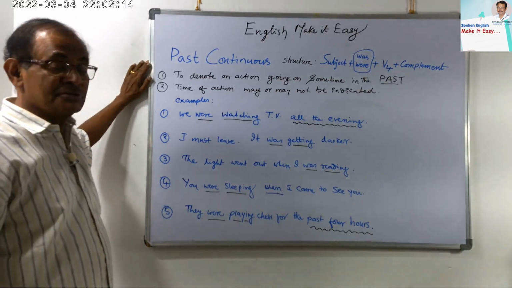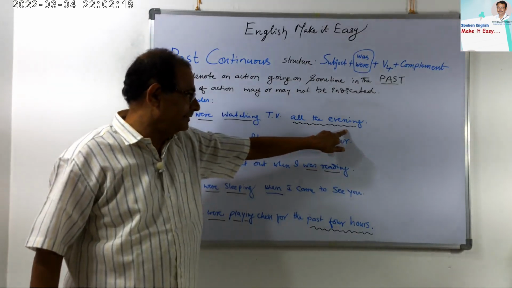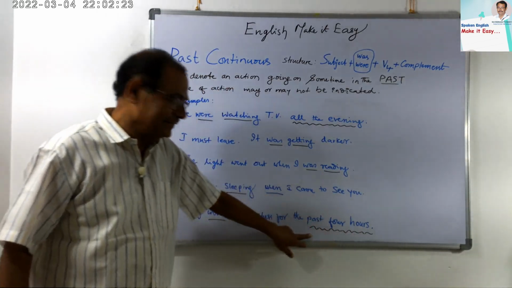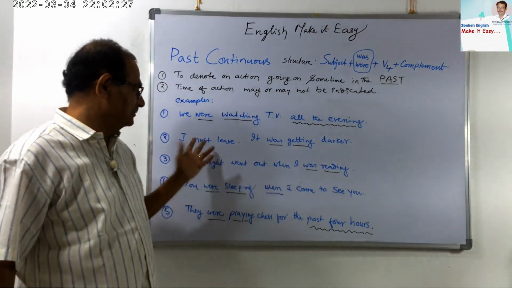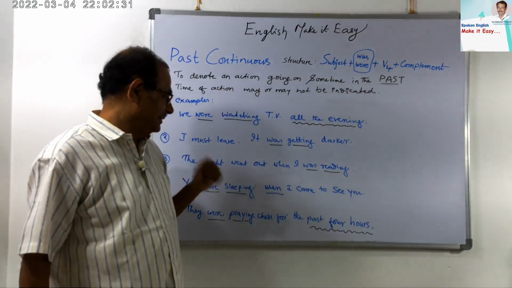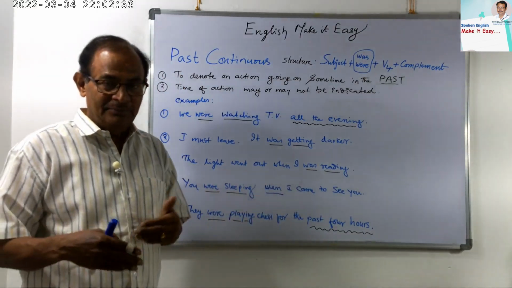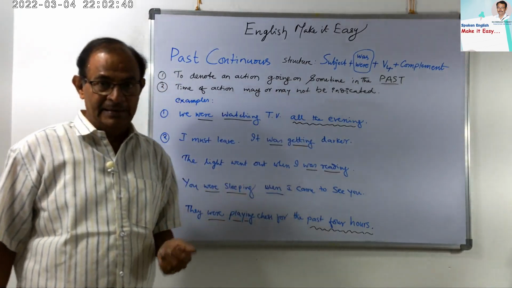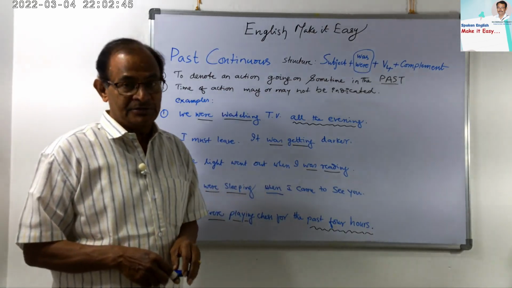Next, time of action may or may not be there. See here, time of action: all the evening. This is the time of action. Past 4 hours, this is the time of action. So where is the time of action in the second sentence? No. Where is the time of action in the third sentence? No. And in the fourth? No. So sometimes you may use a time of action like all the evening, past 4 hours, or you need not mention the time of action. So that is the thing.